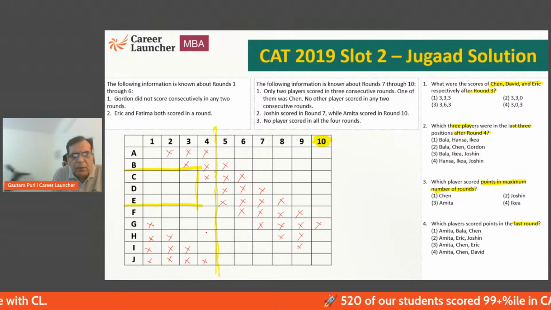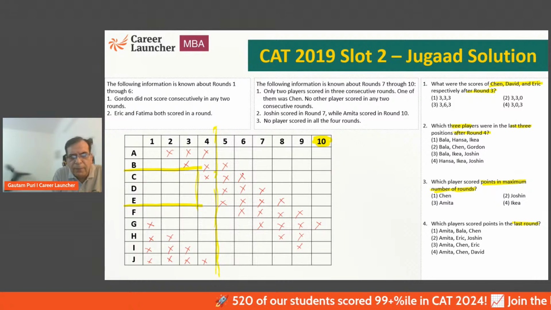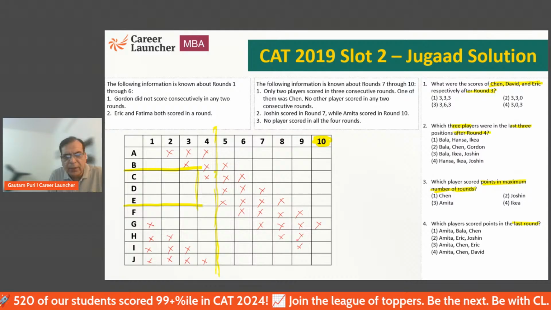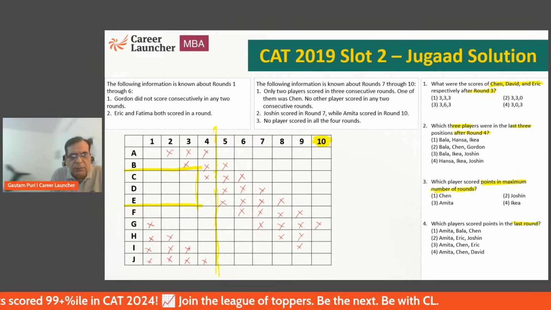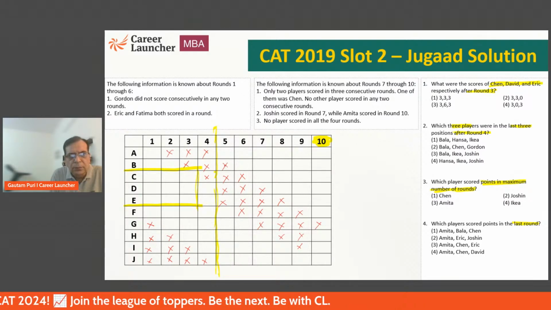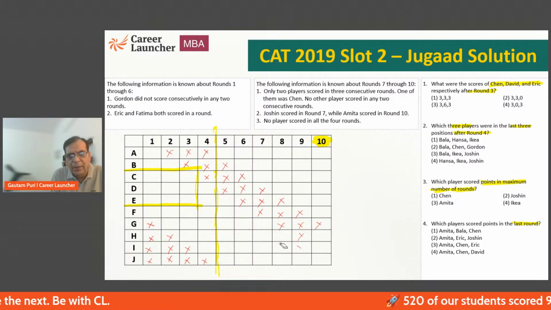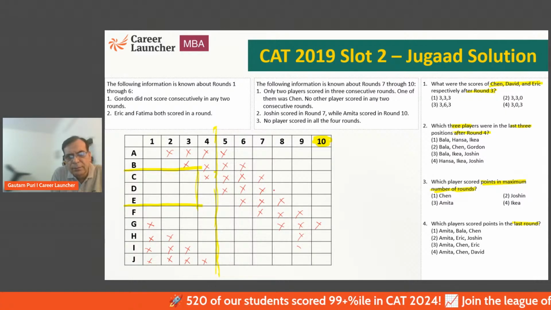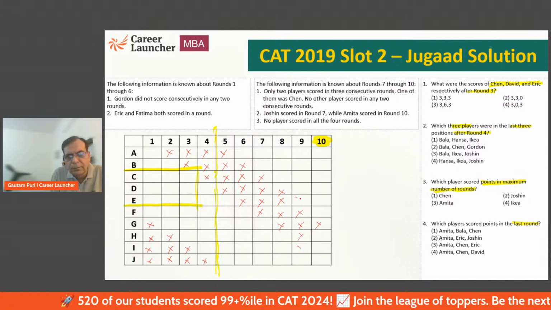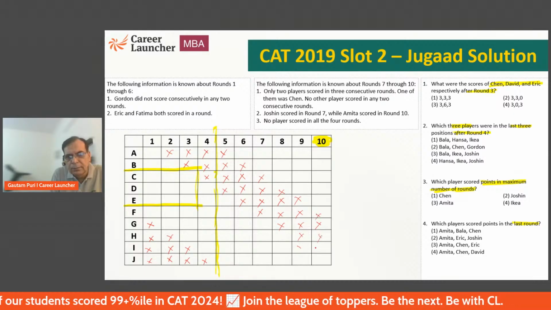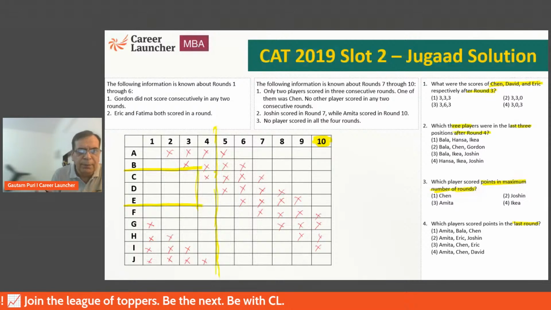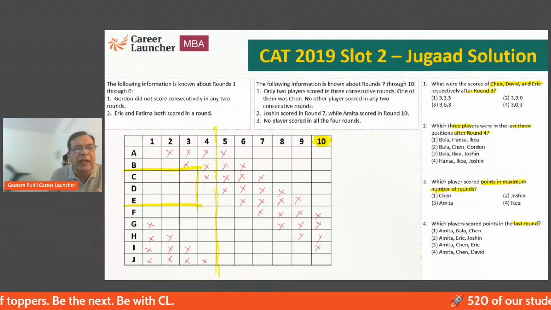Have I made a mistake? 5, 6, 7, 8, 1, 2, 3, 4. I think I have copied something wrong. Oh, yes. Yes, sorry. Okay. So we have made the first thing, which means who all played in which round.